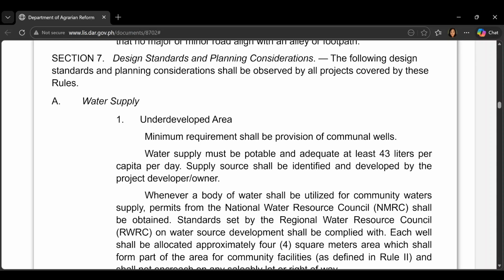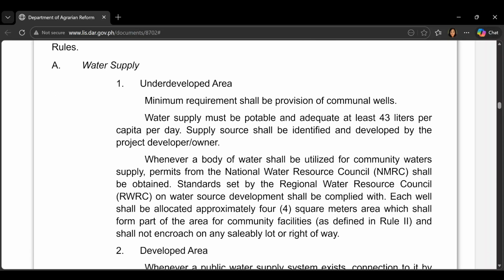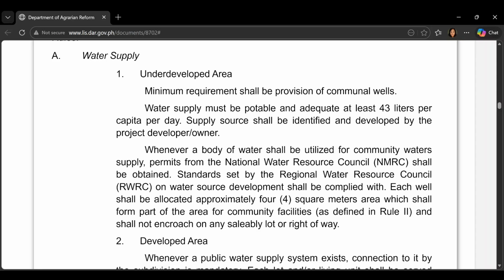So we are under Rule 3 of BP 220, Section 7, Design Standards and Planning Considerations. The following design standards and planning considerations shall be observed by all projects covered by these rules. A. Water supply. 1. Underdeveloped area. Minimum requirement shall be provision of communal wells.